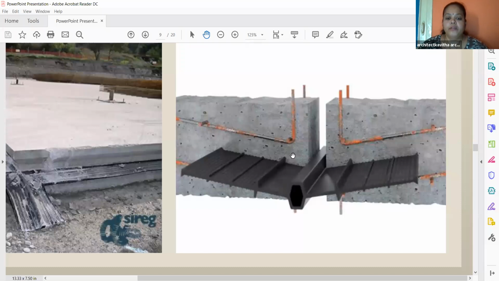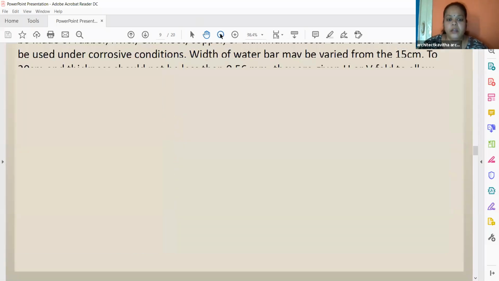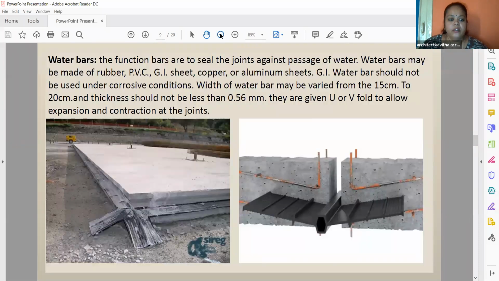So inside, before laying the concrete itself, they will embed it in the metal. When they are doing the metal work or your reinforcement, during that time only they'll give these water bars and they will then lay the concrete so that it will be water tight. So this is water bar. Again, this gap will be filled by a sealant. So later stage again, that is the final one. So nowhere this gap will be left open.